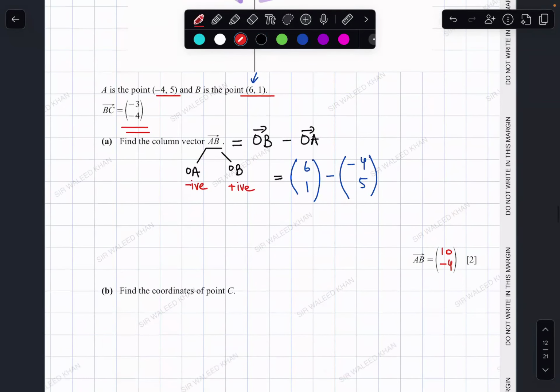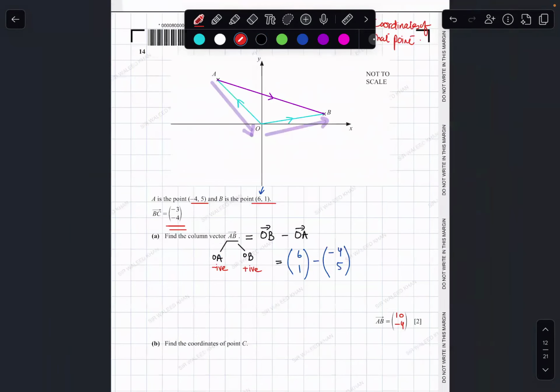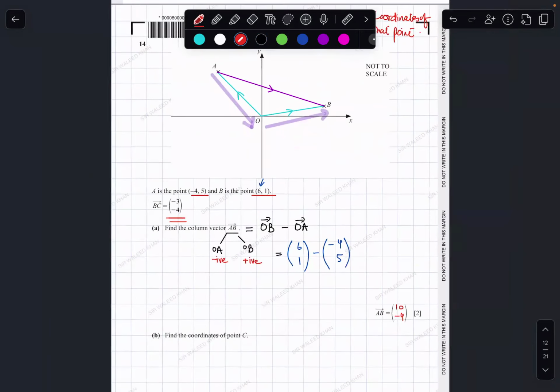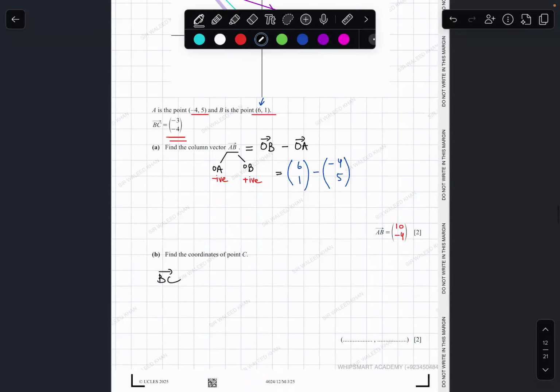Next, find the coordinates of C. To find the coordinates of C, there is a point C as well. I can split this one over here, BC, into its position vectors. So splitting BC into its position vectors, we are getting OB and OC. Which one is positive and which one is negative? Yes, anyone?